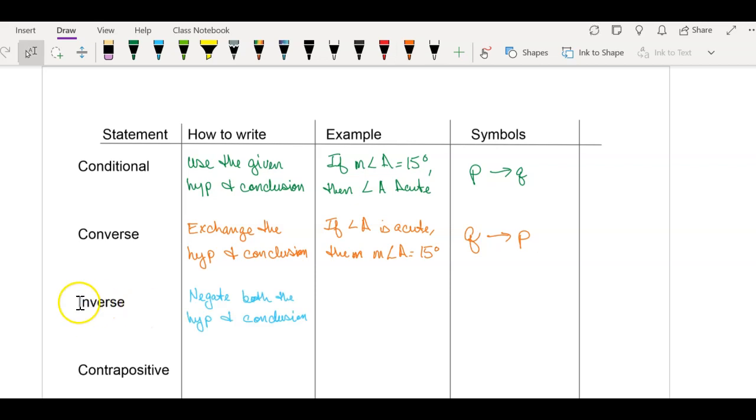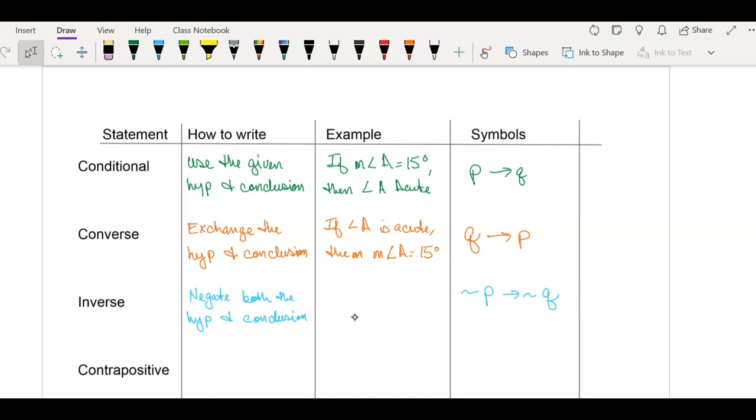So now we're talking about the inverse. Whenever we're writing the inverse of a conditional, we're going to negate both the hypothesis and the conclusion. So we're really going to be saying not P, then not Q.